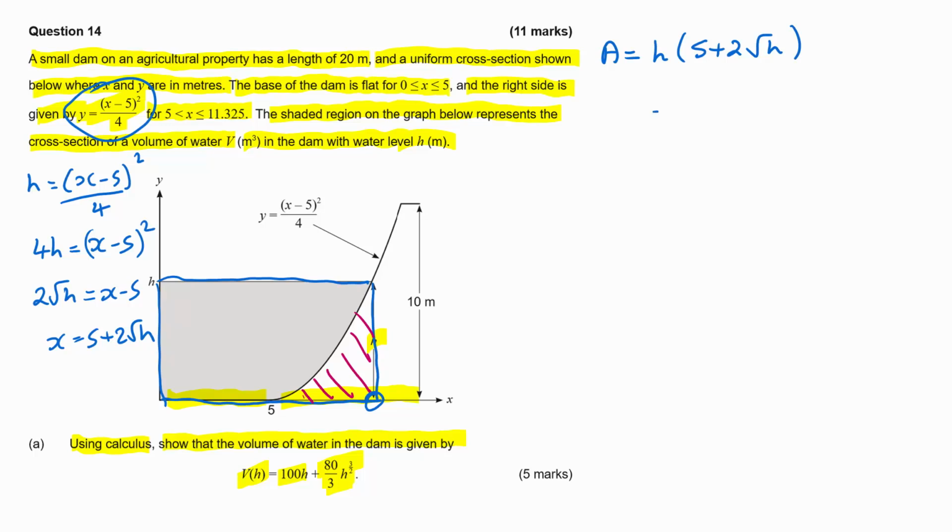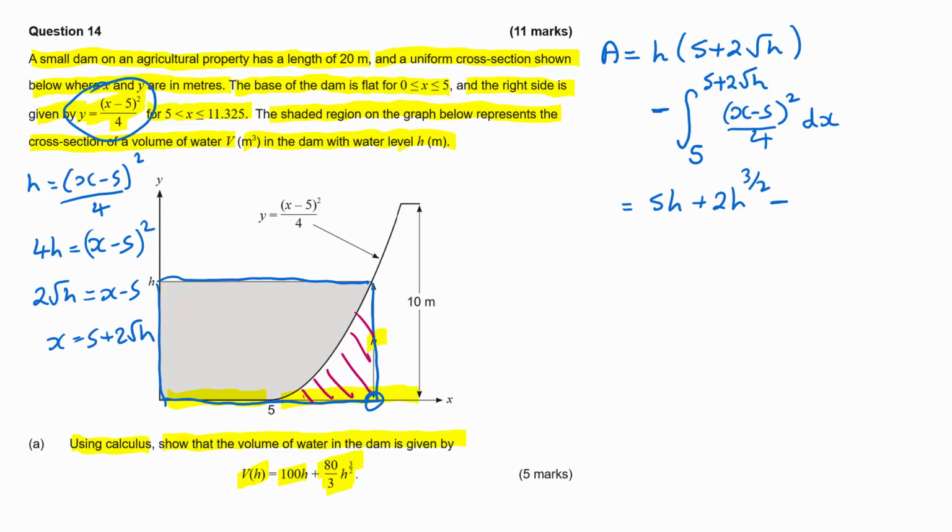And then we need to take away that area, which will be the integral from 5 to 5 plus 2 root h of the (x minus 5) squared divided by 4. So that's going to give me 5h plus 2h to the 3 over 2.